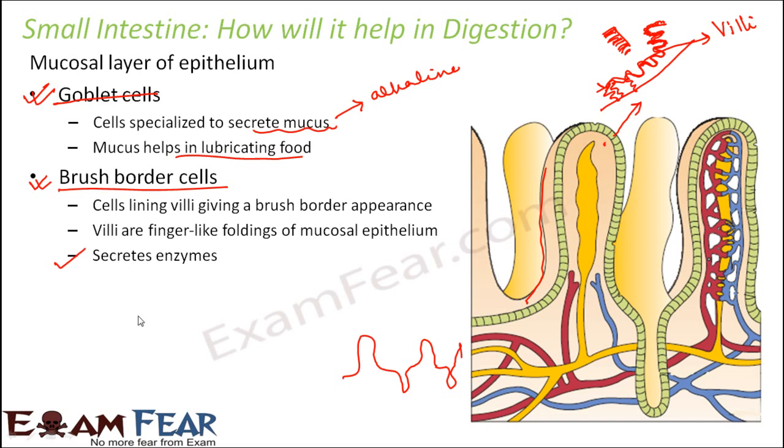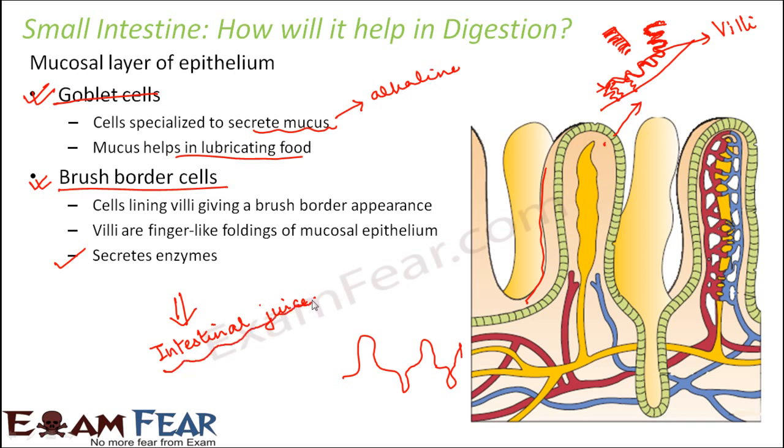So these cells also secrete enzymes. What kind of enzymes are we talking about? Whether it is a goblet cell or a brush border cell, they are part of the small intestine. The enzymes which are secreted all together form the intestinal juice. Just as the stomach secretes gastric juice, the liver secretes bile juice, and the pancreas secretes pancreatic juice, similarly the intestine secretes intestinal juice. And in the intestine, it is basically these cells which secrete this intestinal juice.